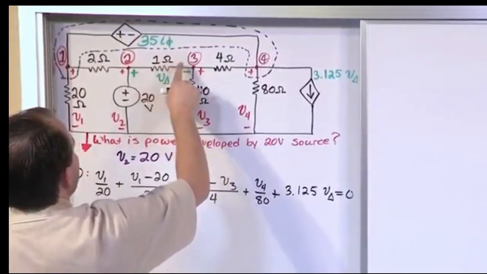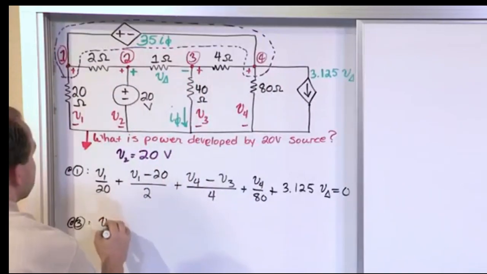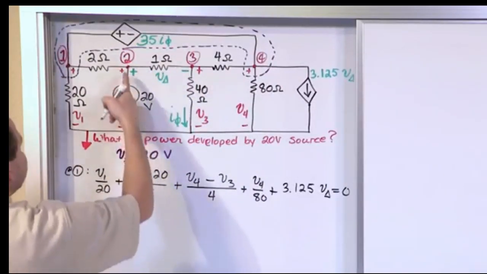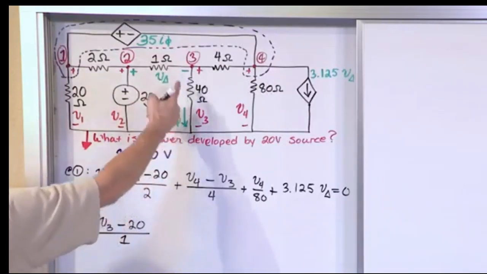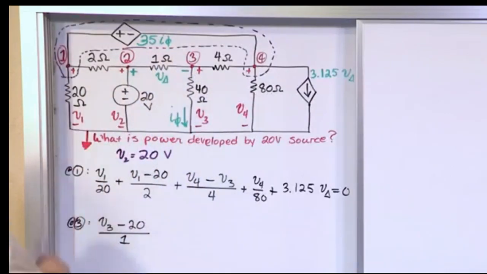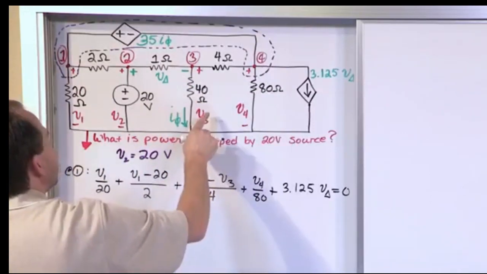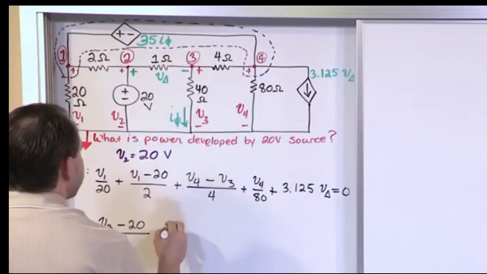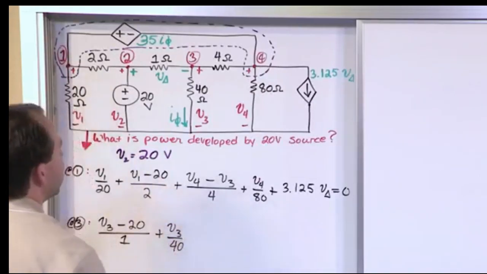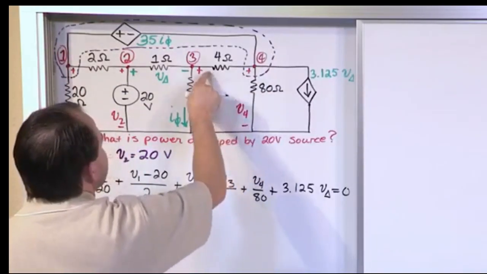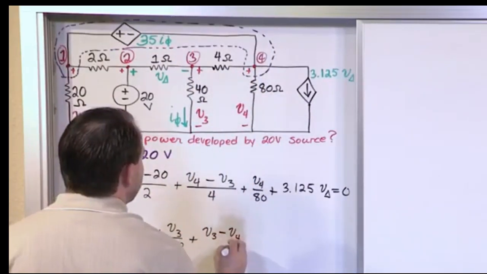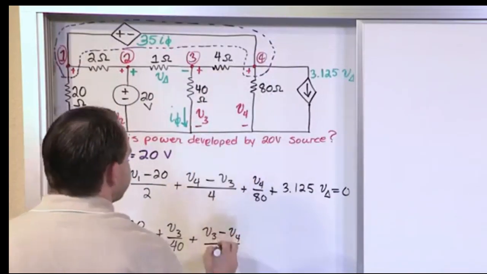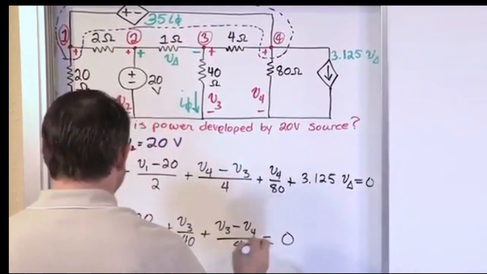So let's find the current through the 1 ohm resistor. We're going to pop up to V3 minus this voltage here, which we know to be 20 volts, over 1, because it's 1 ohm. So we're taking the voltage drop we're finding across here, divided by a 1 ohm resistor. Then we have the current down through here, so we'll have V3 over 40. All right. And then we have the current through here, V3 minus V4 over 4 ohms. And all of this has got to be equal to 0.